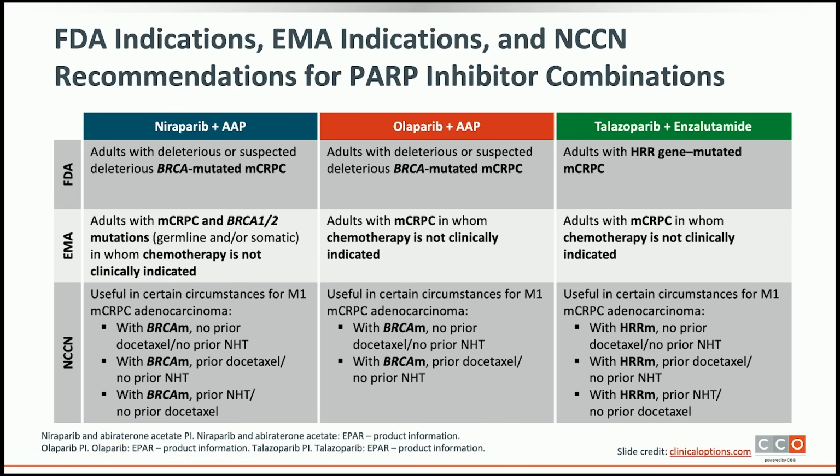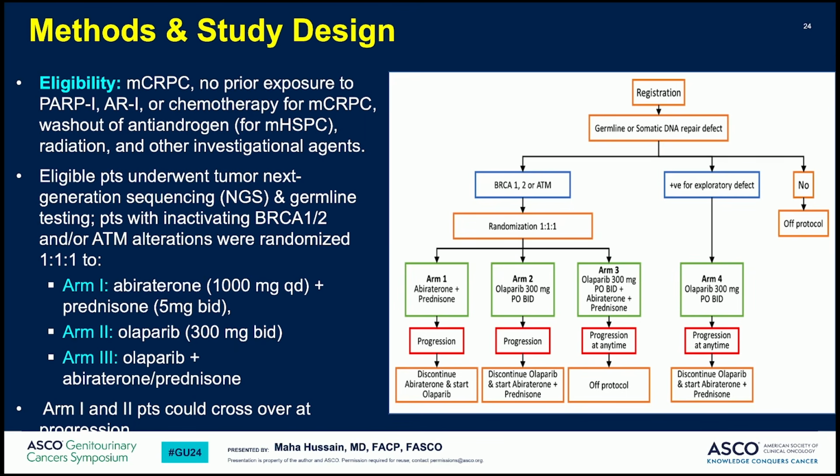So these are the indications, and I'm just going to go over the FDA ones for simplicity's sake. For niraparib plus abiraterone prednisone, adults with deleterious or suspected deleterious BRCA-mutated CRPC. Olaparib plus abiraterone prednisone, same thing, BRCA-mutated CRPC. Talazoparib plus enzalutamide, adults with HRR-mutated CRPC. It's a little bit of a broader spectrum of patients overall.